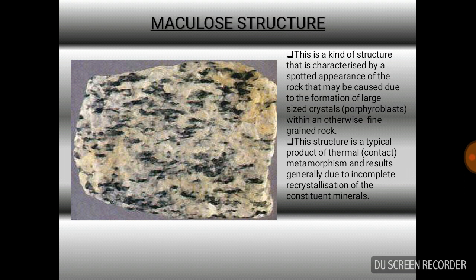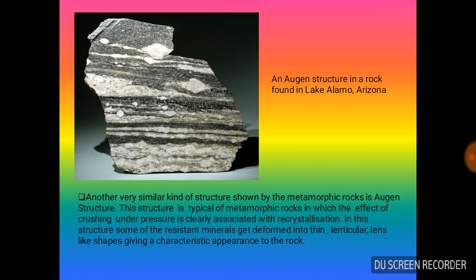So here you can see a rock sample, which is a hand sample actually, that is showing the Mekulose structure, the spotted appearance. But there is another very closely associated structure, or you can say very similar kind of structure shown by many metamorphic rocks, and this is the Oggen structure.